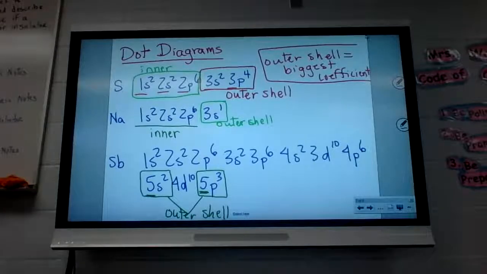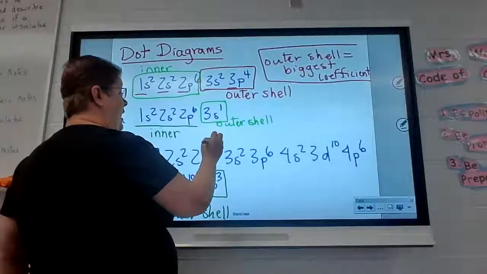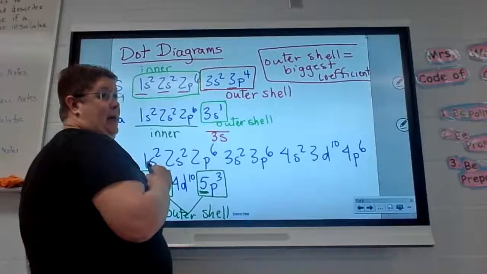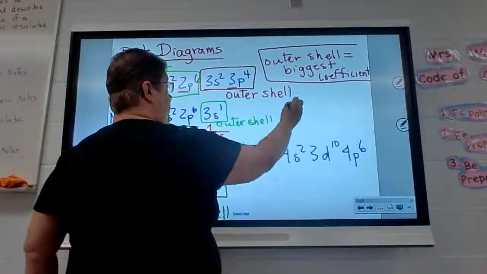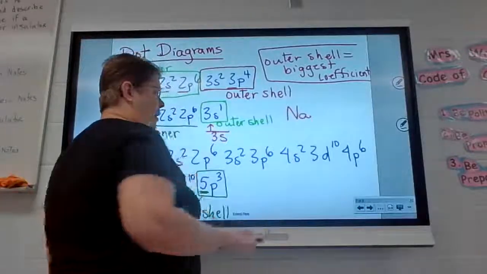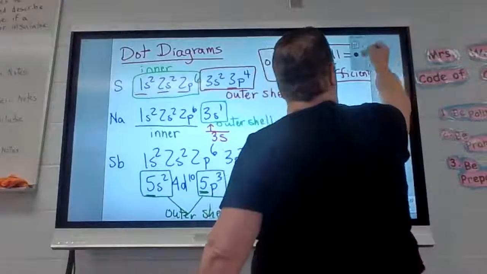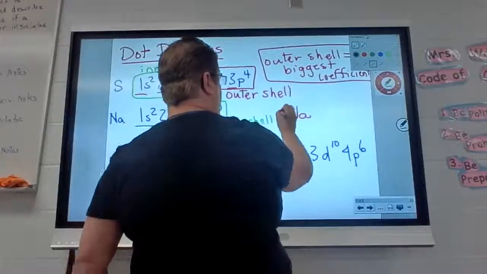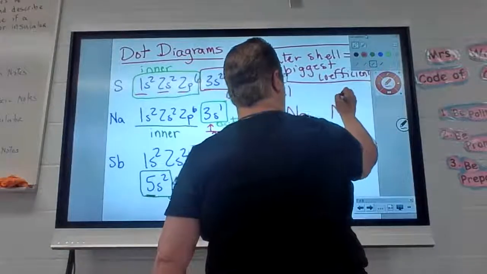How many outer shell electrons does sodium have? So its 3s would have how many arrows on that 3s line? 1. So the only way to draw its outer shell electron is how? 1 dot. Does it matter where we put that 1 dot? I could put it here. Let's say that Allie put hers here.